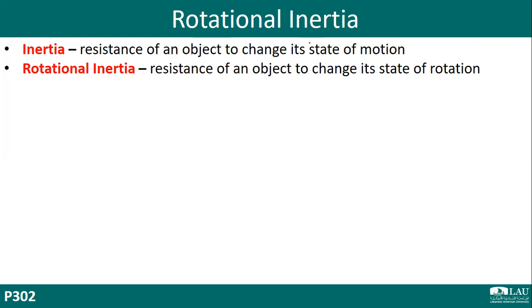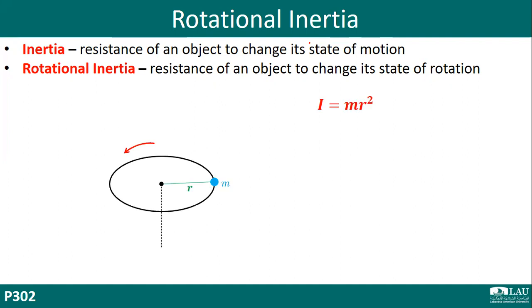While rotational inertia has the same or a similar definition. But here we are dealing with rotational or circular motion. So it's the resistance of an object to change its state of rotation. It depends not only on the mass of the object, but also on the distribution of the mass. The further the mass is from the axis of rotation, the more rotational inertia.